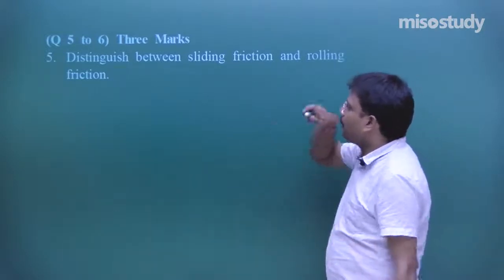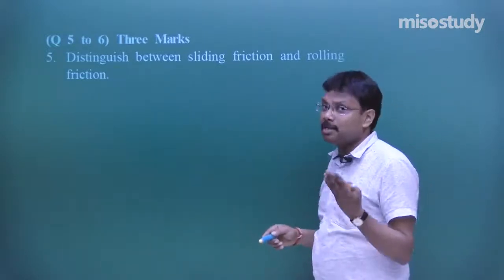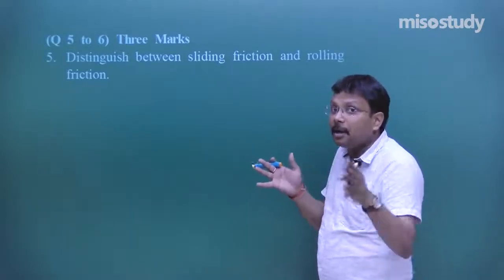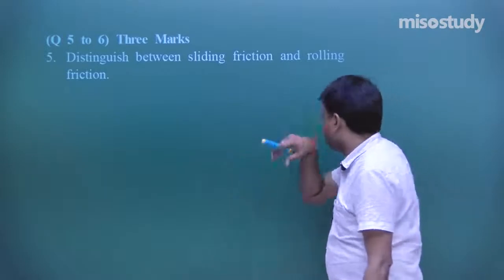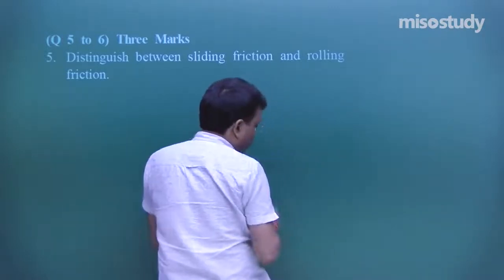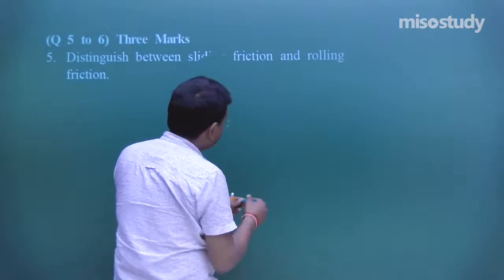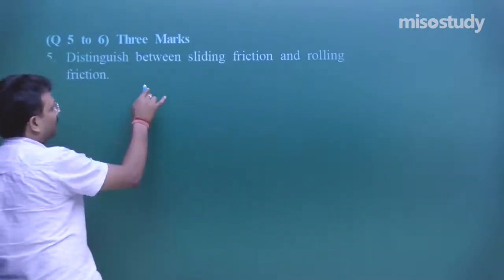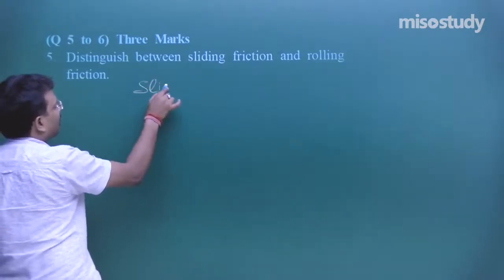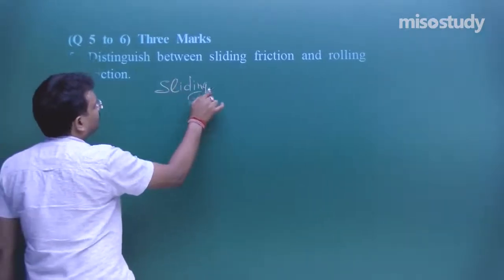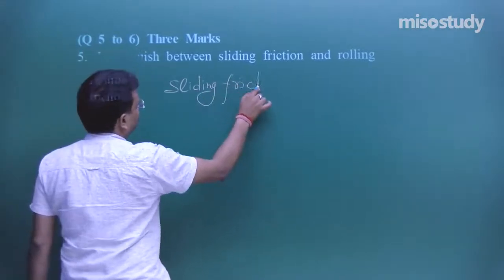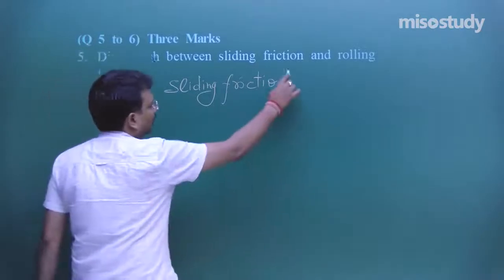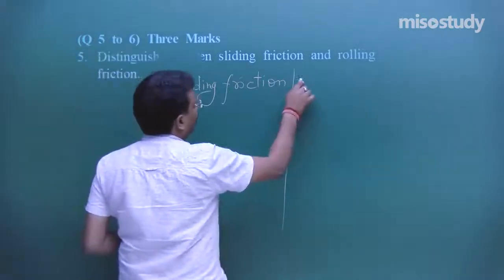So ultimately you have to differentiate. Although I started this video with a clear marking of sliding and rolling friction. So let me write down a few sentences about this. Fine. You can write the answer in this manner: sliding friction, and then create a table, rolling friction.